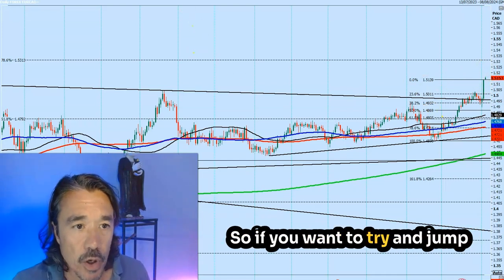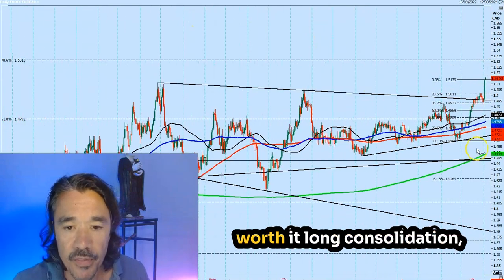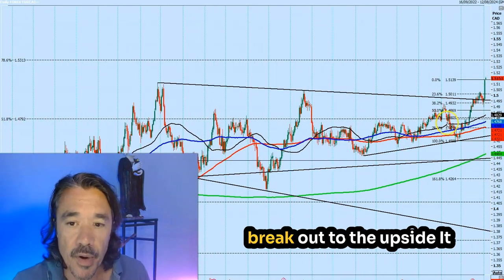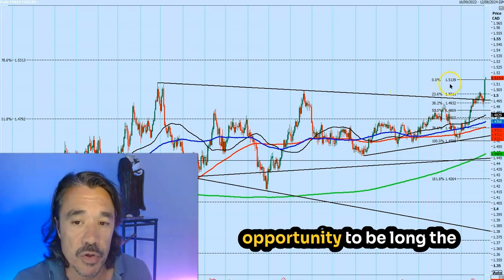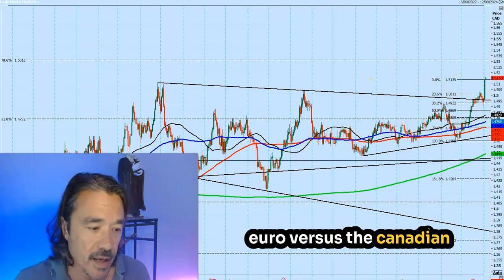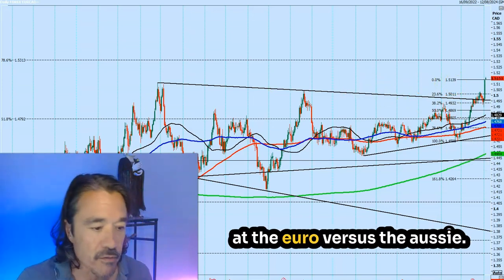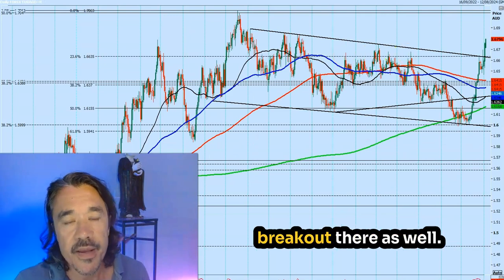So if you want to try and jump on that trend, it might be worth it. Long consolidation, breakout to the upside. It looks like a swing trade opportunity to be long the euro versus the Canadian dollar. I'm also going to look at the euro versus the Aussie, and we have a breakout there as well.